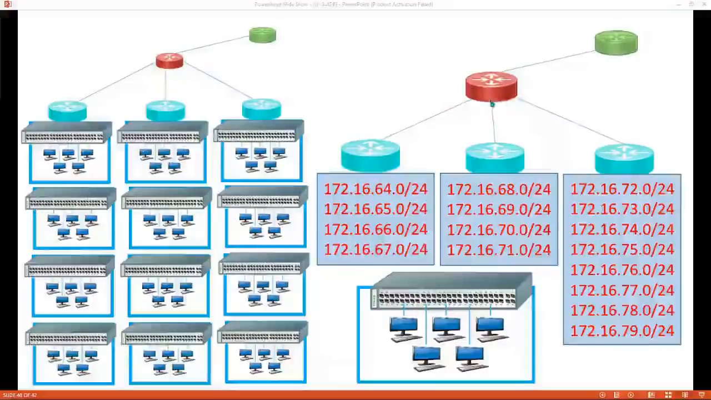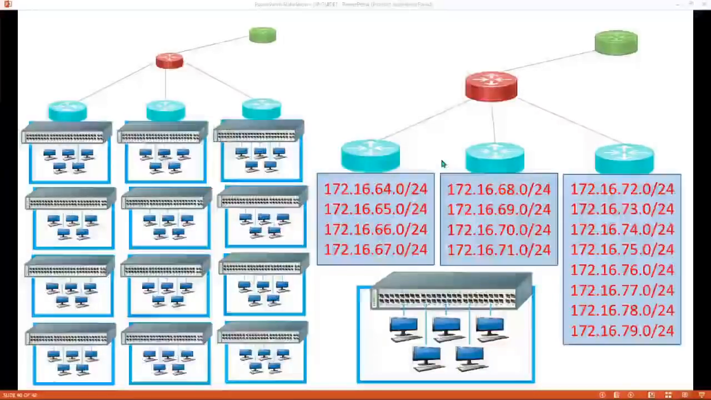For this network summarization, and then the summarization for these networks. Okay. So in that case, only 3 networks it has to check. When traffic enters this router, it has to check only 3 networks, and if it finds the correct network, it will forward it there. Okay. So this is the purpose we are using route summarization.